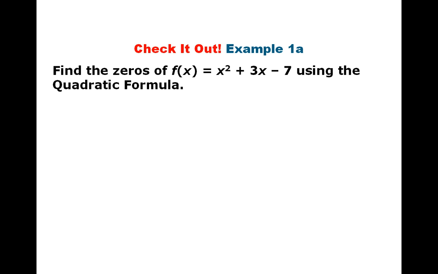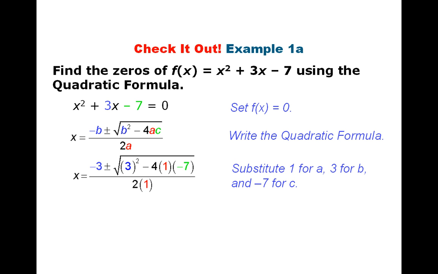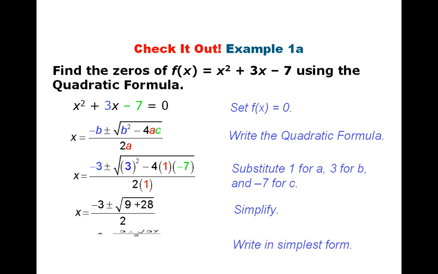So let's find the zeros of f of x equals x squared plus 3x minus 7 using the quadratic formula. So first of all, let's set it equal to 0. And we want to figure out which values are a, b, and c, so that way we can plug it into the quadratic formula. Well, if a is 1, b is 3, and negative 7 is c, we can plug it in as seen here. And then if you simplify, we'll get negative 3 plus or minus the square root of 9 plus 28 all over 2. And then just write it in its simplest form, and we get negative 3 plus or minus the square root of 37 all over 2. Always make sure that radical is in its simplest form as well.